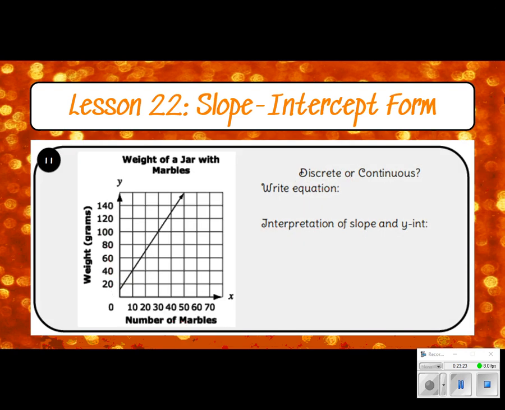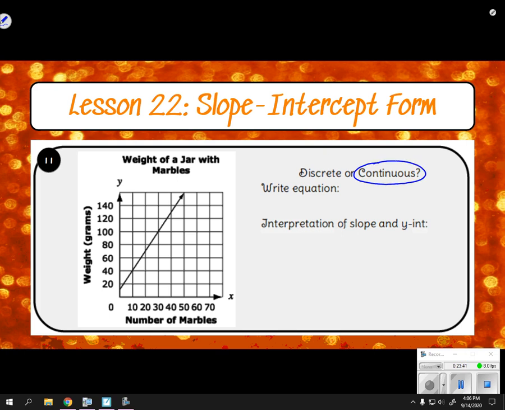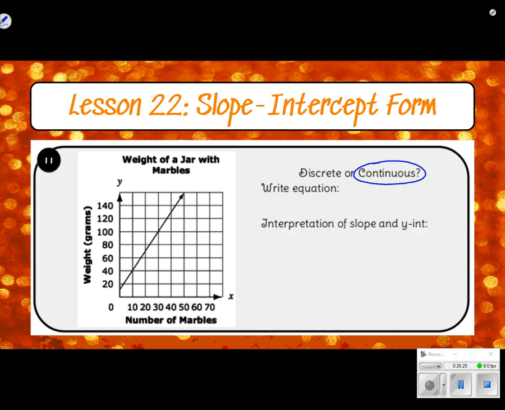All right, let's look at number 11, the weight of a jar with marbles. So we've got number of marbles down here. We've got weight in grams. Is this discrete or continuous? Well, considering the last one was just dots, this is more than just dots. This is continuous.